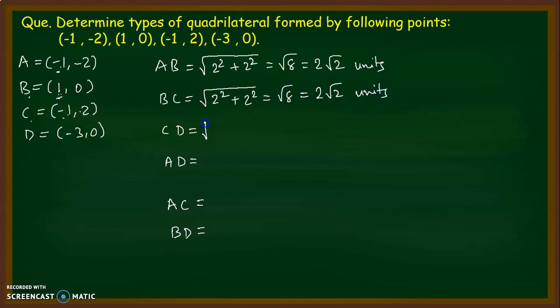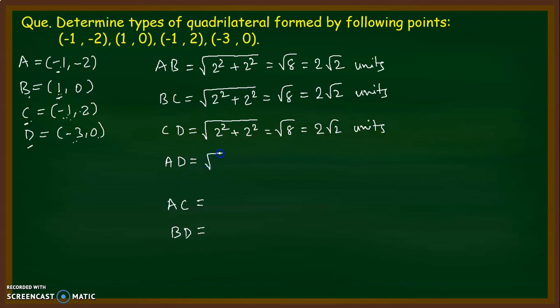Then the third, the distance between C and D. So this is C, this is D. So x2 minus x1 whole square. So minus 3 minus 1 is minus 4, no wait, minus 3 minus minus 1, that is minus 2, so it will be equal to minus 2 square, or you can write plus 2 square. And 0 minus 2 whole square is also equal to 2 square. So CD is also equal to 2 root 2 units.